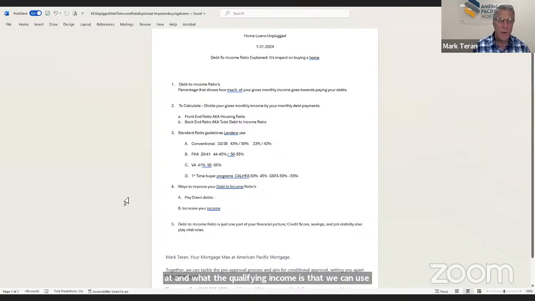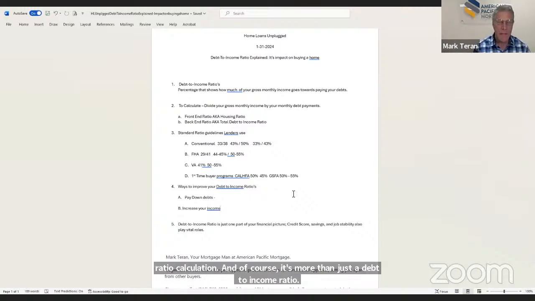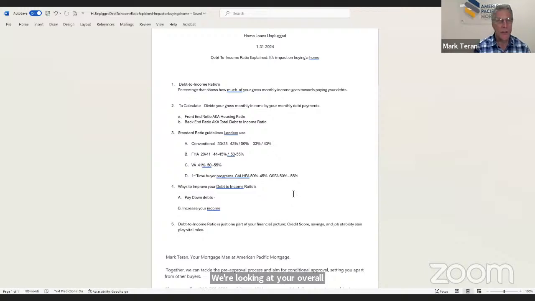Let me see if there's any questions. If not, we'll keep moving forward. I hope that helps you understand the debt to income ratio calculation. And of course, it's more than just your debt to income ratio. We're looking at your overall picture. So your credit score, your savings, and your job stability all play vital roles in this qualifying process.